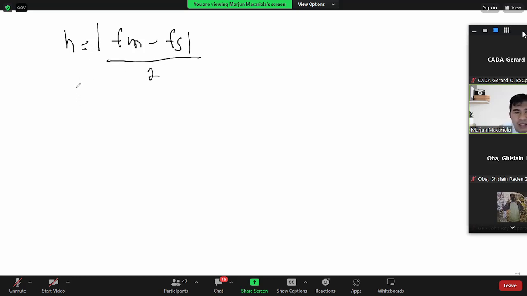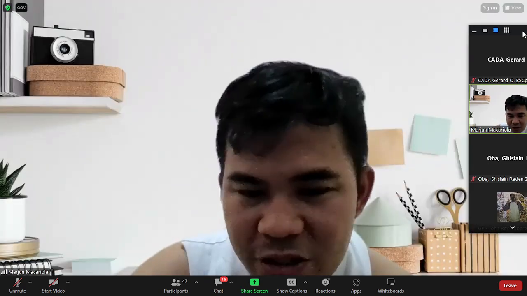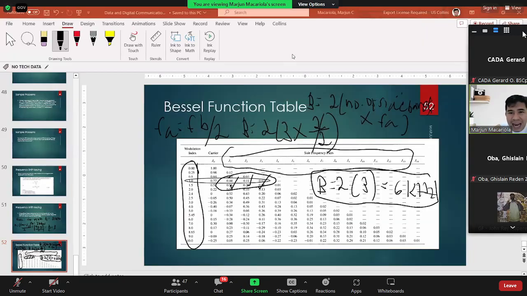Okay, so in the given, we have 49 kilohertz and 51 kilohertz as their FM and Fs. So divide both sides by 2. So that is 49 minus 51, so that is 2 over 2, which is 1. Okay, again, H factor is unitless. Okay, so how are you going to use this H factor to solve for the bandwidth? Okay, so H factor or the modulation index can be used in analyzing.